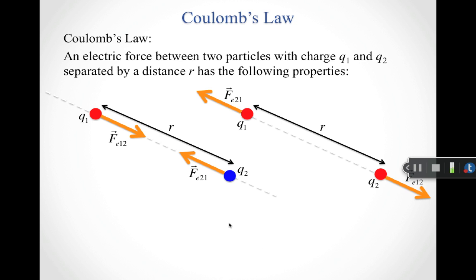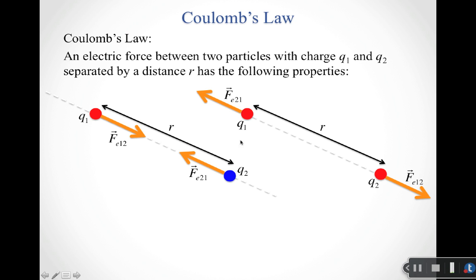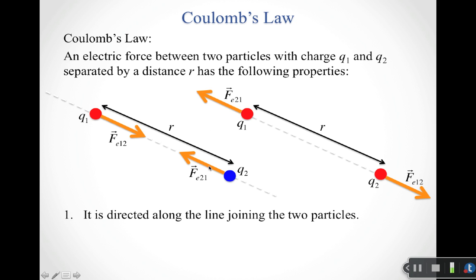So now let's look at Coulomb's law. What Coulomb's law tells us is that an electric force between two particles with charge q1 and q2 separated by a distance r has the following properties. The first thing you'll notice right away is that there are a couple of options here. In this case it's attractive, in this case it's repulsive, but all of these forces are directed along the line joining the two particles. So again, here's our line that our charges lie along, and the forces are always directed along the line.